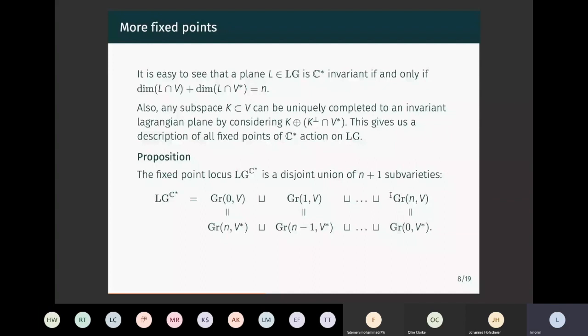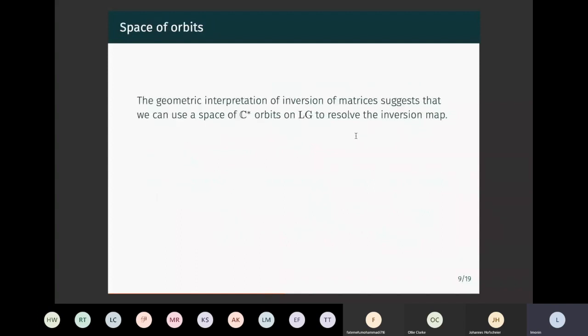Okay, so why are we doing this geometric interpretation? Why do we want to interpret this inversion of matrices geometrically? Well, because this interpretation suggests that we can use a space of C-star orbits on the Lagrangian Grassmannian to resolve the inversion map.